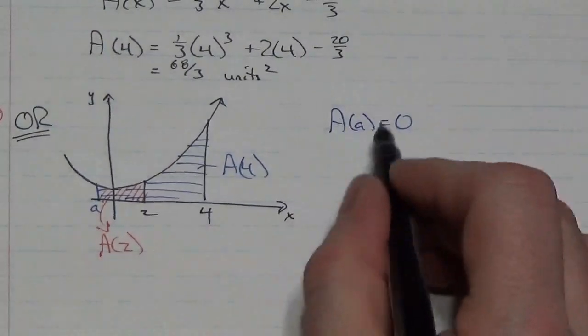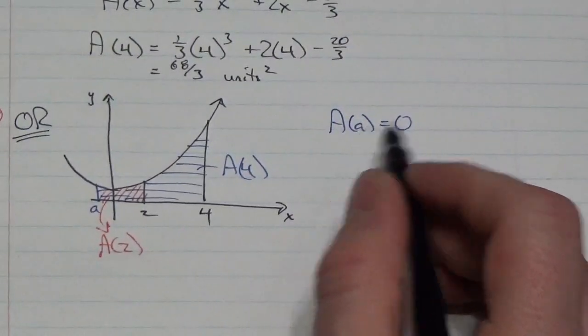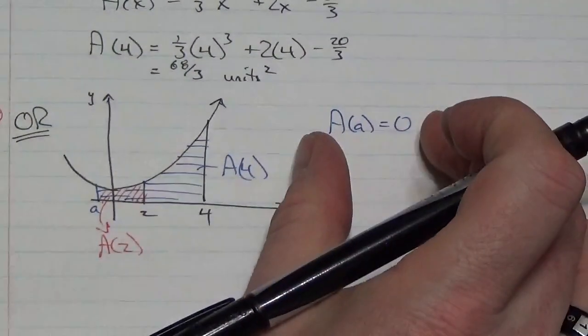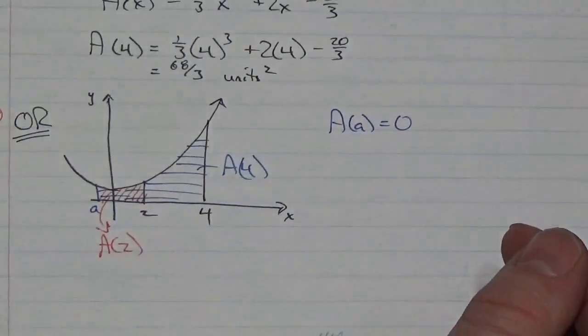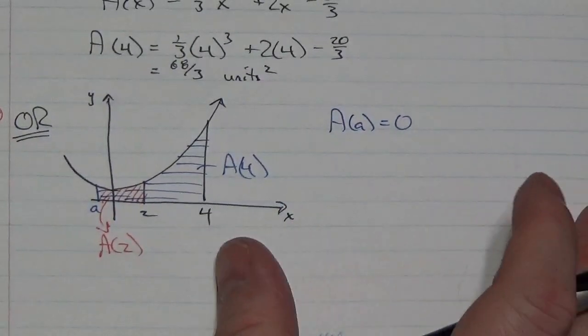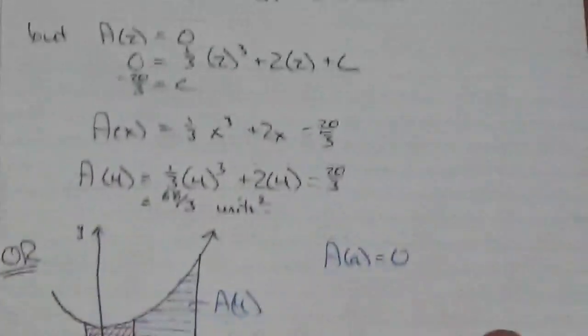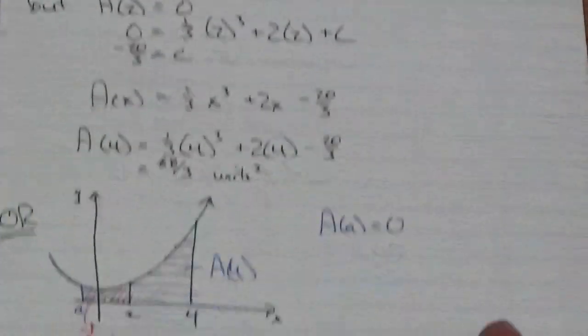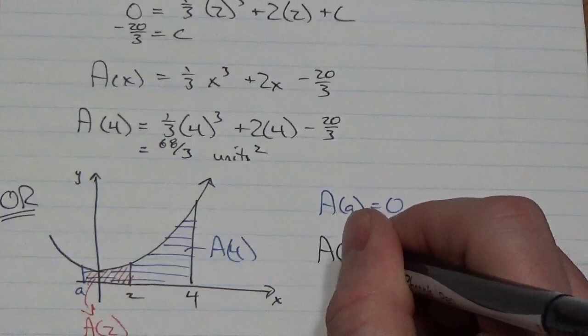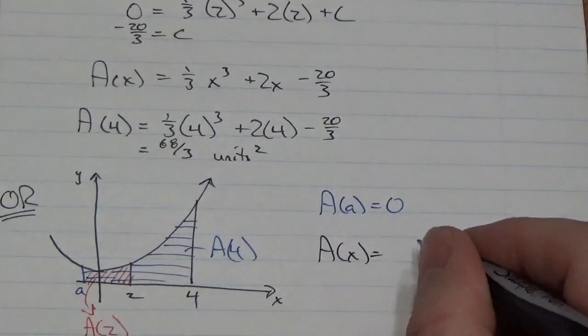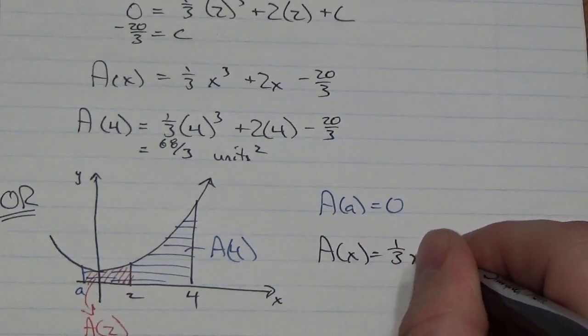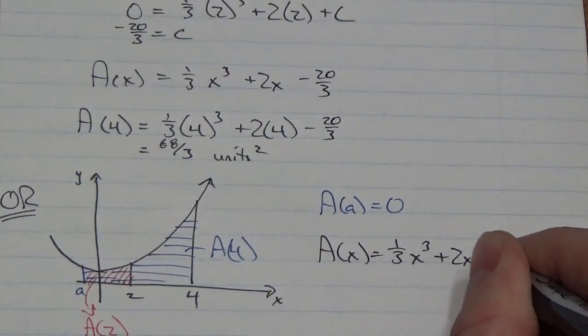Now, I don't know what my little a is, and because that is an unknown to me, I don't really know what the arbitrary constant is. So my area function is going to go back to being, what did I have there? I had 1/3 x cubed plus 2x plus C.